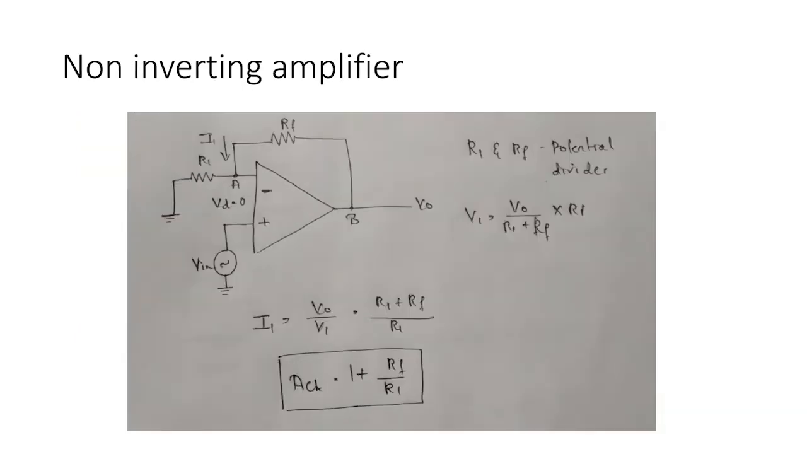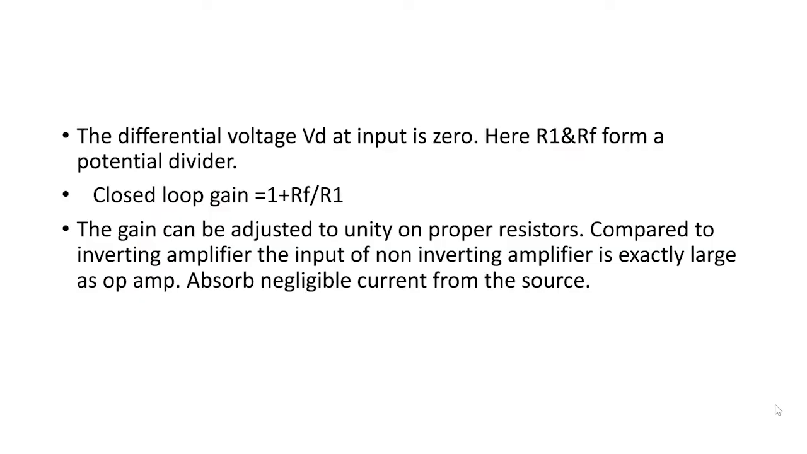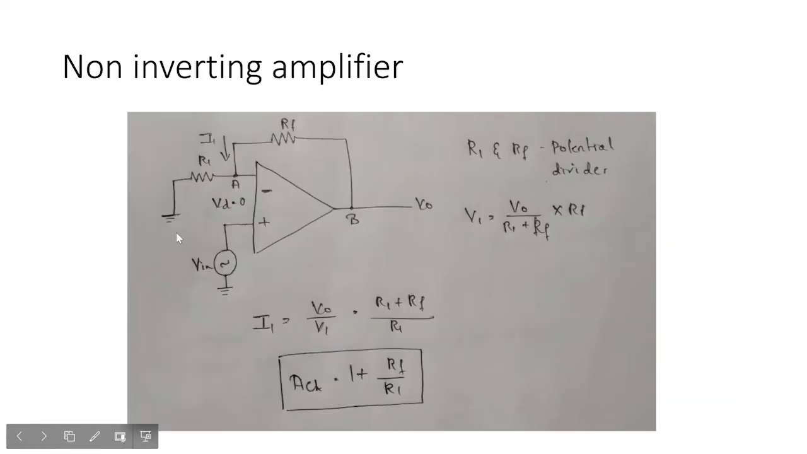Non-inverting amplifier. This is the circuit of a non-inverting amplifier. Here R1 and RF form a potential divider and the differential voltage at the input is 0. Closed loop gain is equal to 1 plus RF by R1. The gain can be adjusted to unity with a proper resistor. We can change the value of the resistor to get the gain as unity.